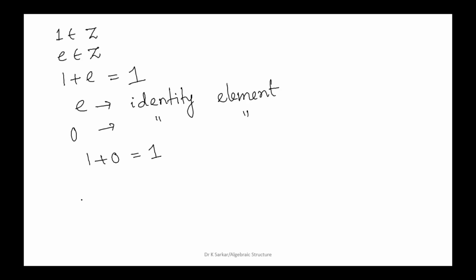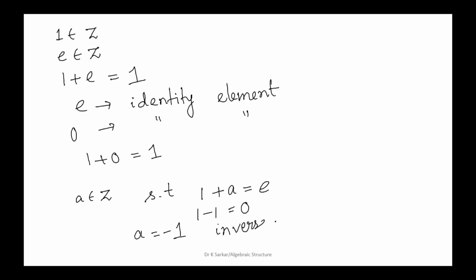Now let's see, is there any element, say A, which belongs to Z, such that if we add it with 1, we will have the identity element? That is, if we add minus 1, then we will have 0 for the set of all integers. In this case, A is minus 1. So this is called the inverse element. And minus 1 belongs to Z. So there exists an inverse element in the set of all integers.